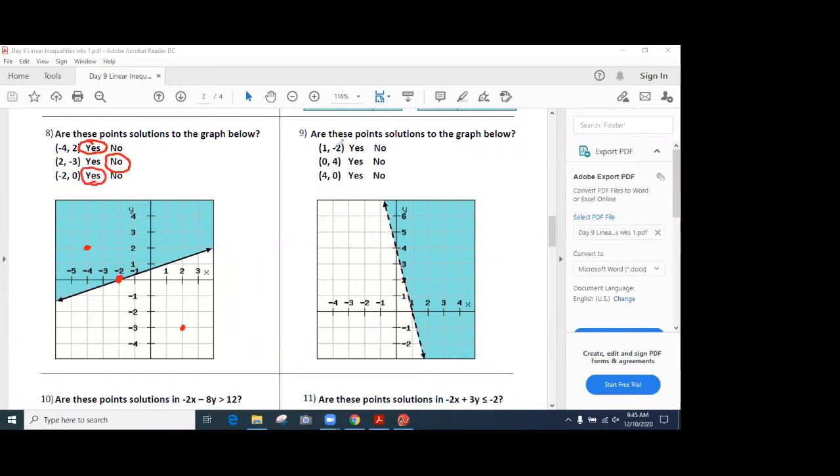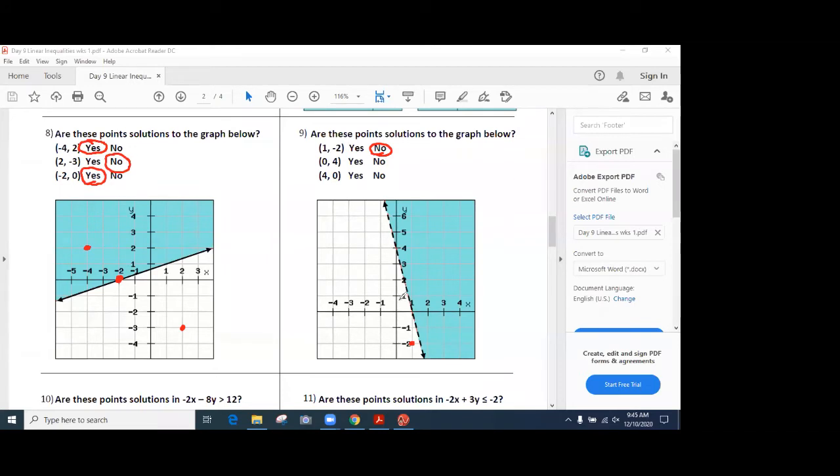All right, so let's look at 9. All right, so we got 1, -2. So we're going to go 1 over on the x-axis and down 2. Is that a solution? No. Okay. Sam, on this one, you can just type in like yes, no, yes on number 8. And then number 9, do the same thing.